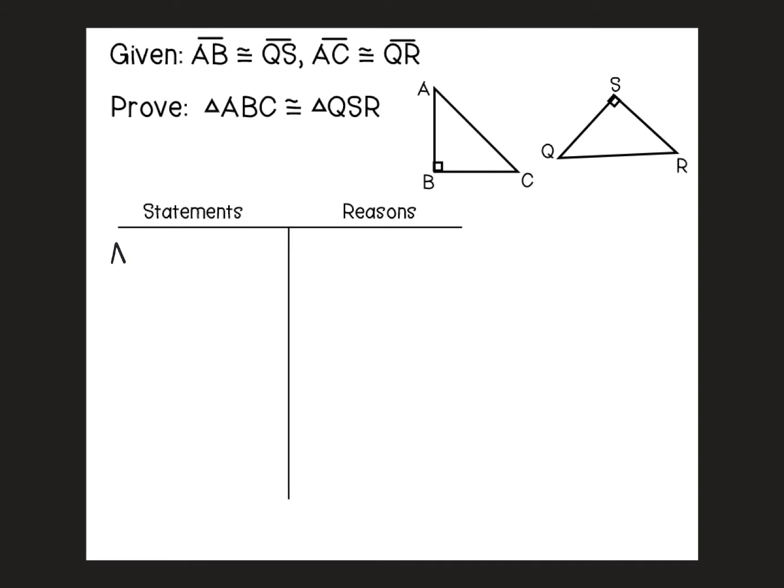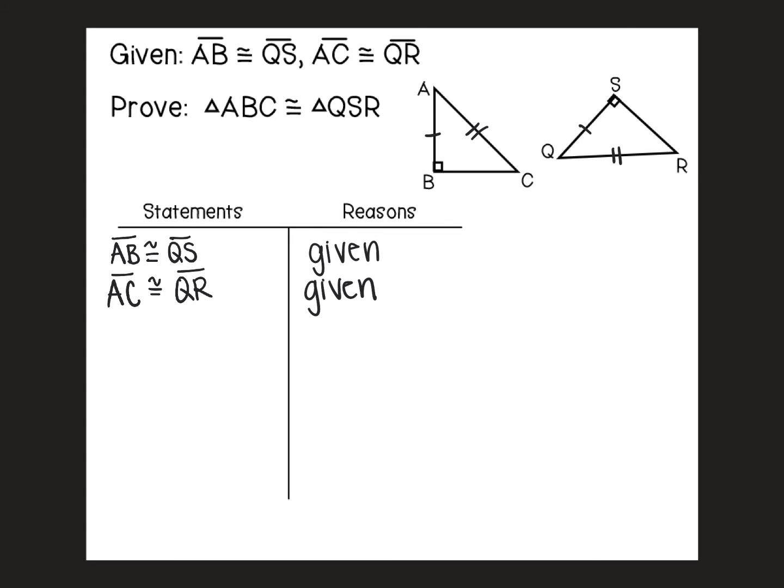On this example, we're going to start really similar with AB is congruent to QS. That's our given. Those are sides. So we're going to mark those sides with 1 tick mark each. My second given is AC is congruent to QR. And that's also given. It's my second side, so it gets a double mark.